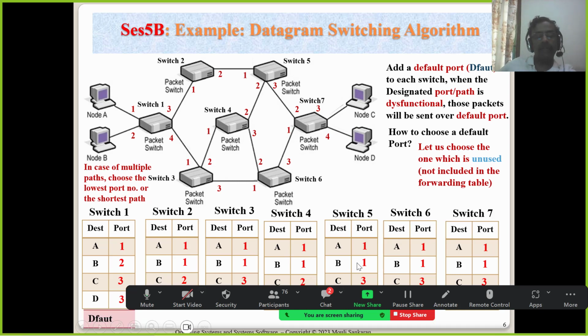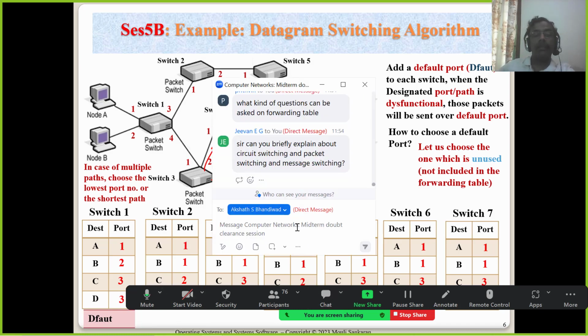Okay, that's all. Default port is whatever port you are sending, you choose the port which is not used in your forwarding table. That is what is called a default port.